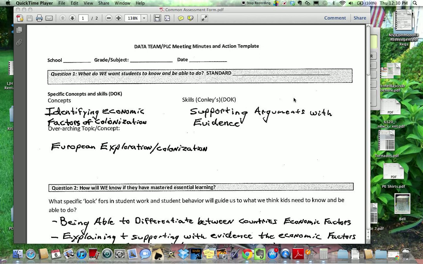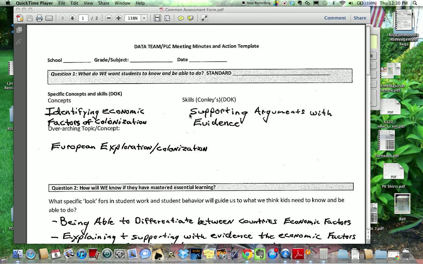The first question is, what do we want students to know and be able to do? Here we'll list our standard. Then you will go down here and list specific concepts and skills, being mindful of the depths of knowledge, as we want to build assessments and learning tasks that are in all of the levels. Here it is identifying economic factors of colonization, and that is a lower level, or level 1 of the depths of knowledge.